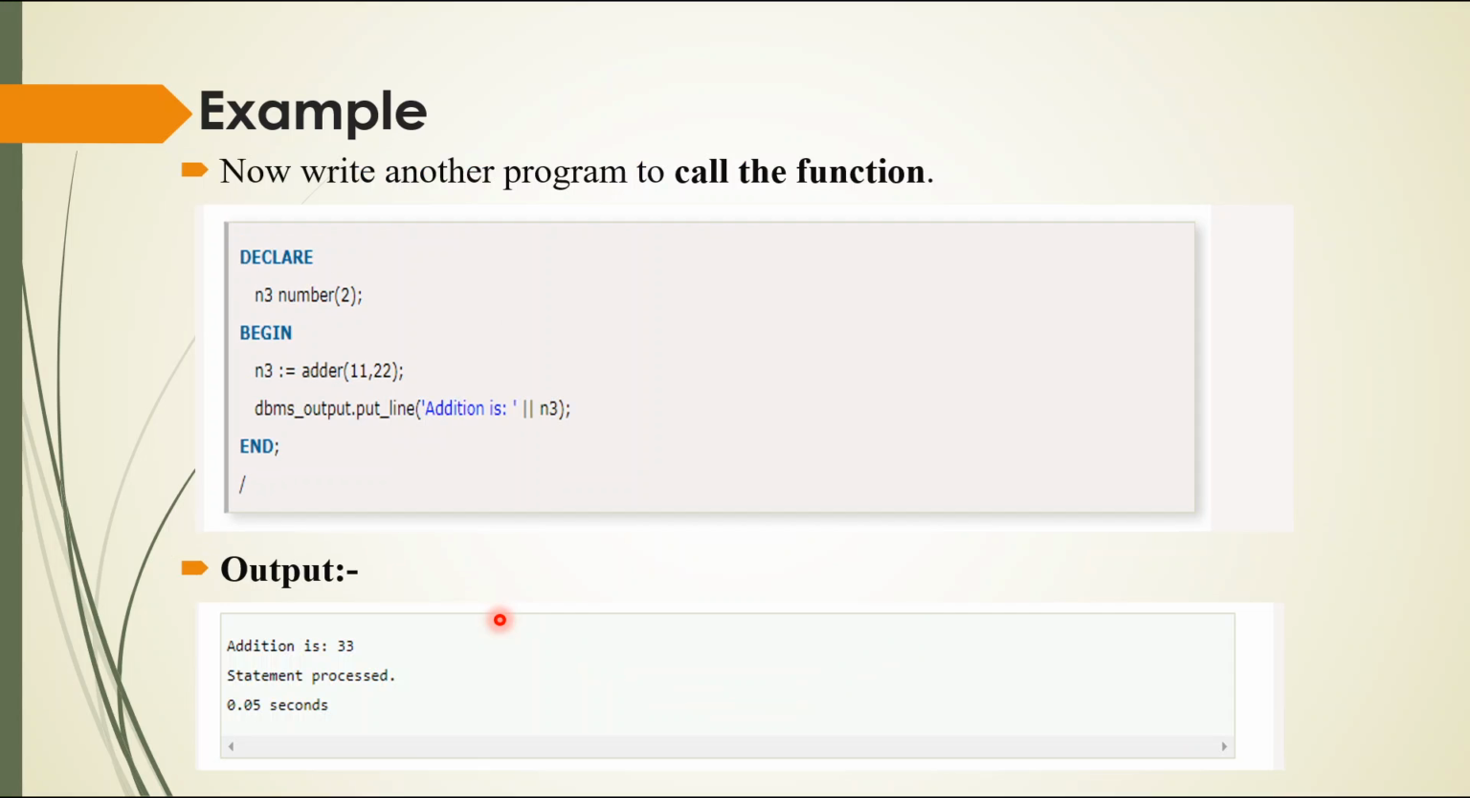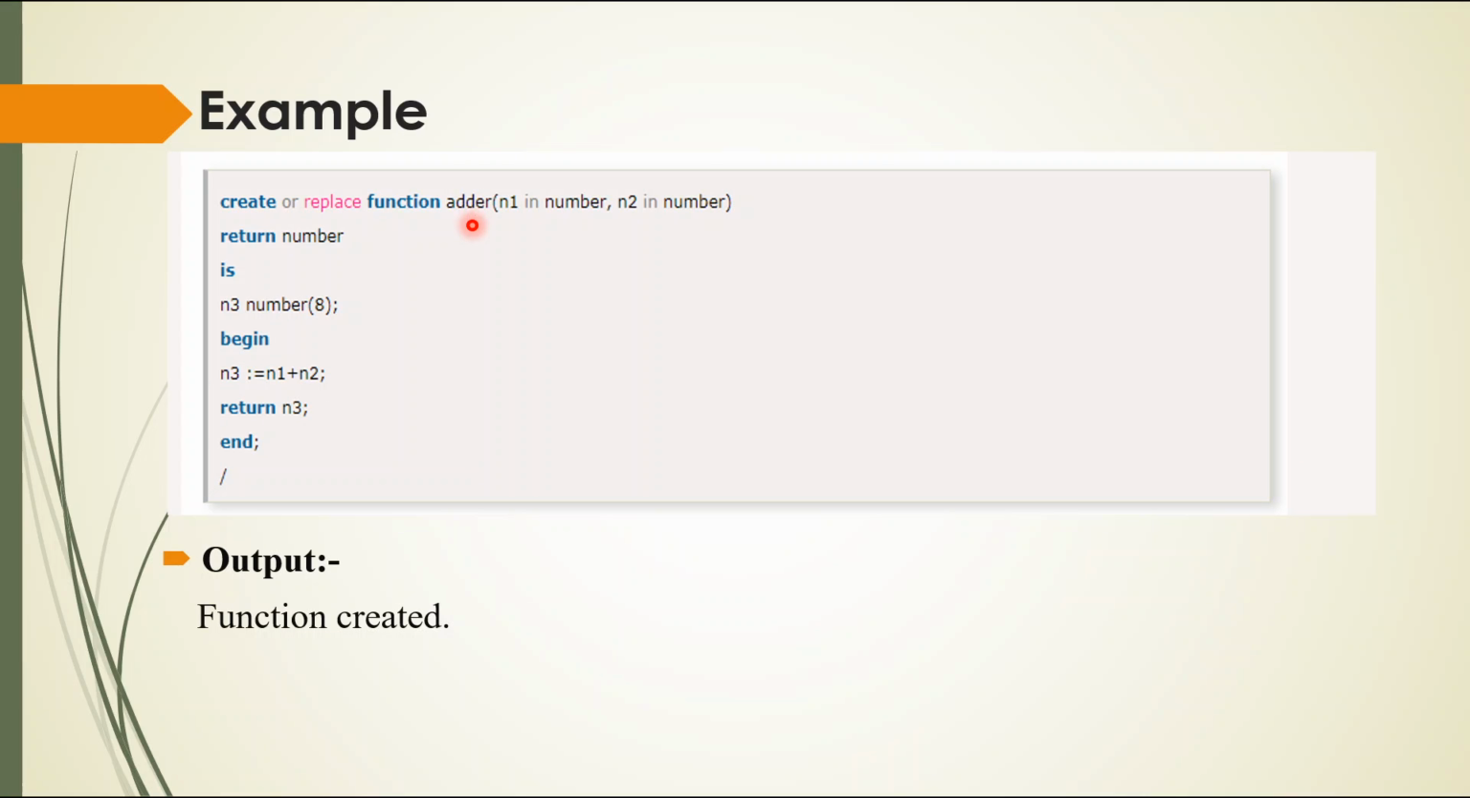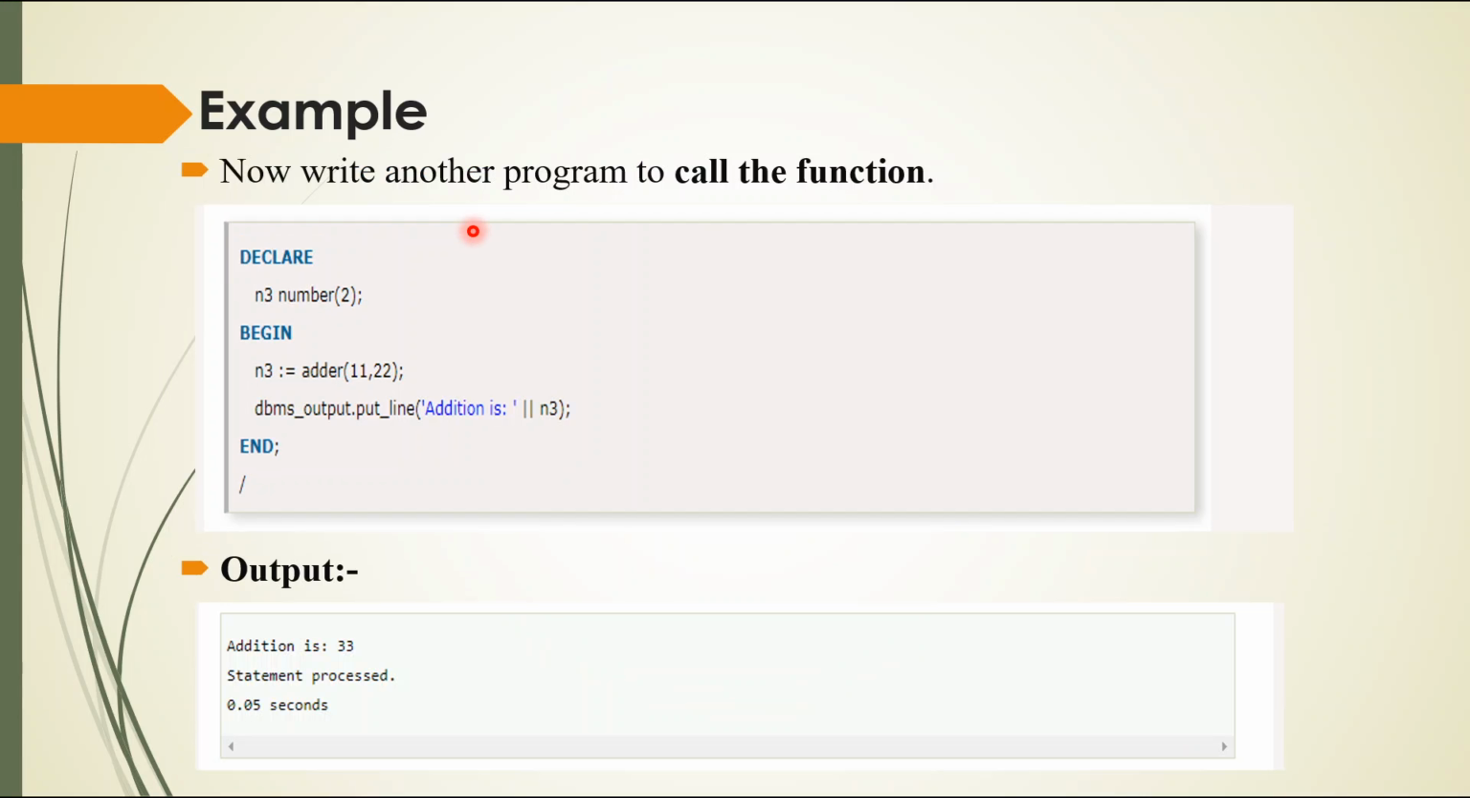Now I have to call the function for output. So now write another program to call the function. Which function do I have? Adder. First I have to call this function. So in declare I have to write n3 number 2. Here I provide the size 2; you can provide the size according to your logic. Now here I have a begin and end, in which I have to provide the call of the function. So n3 is equal to adder, in brackets I have to provide two values.